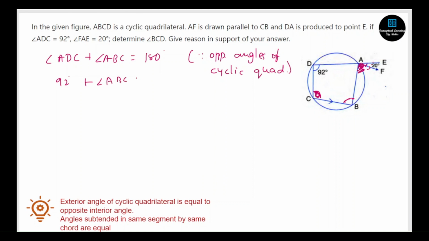How much is that? If we solve this, I'll get angle B equals 88 degrees. So angle ABC is equal to 88 degrees. Now these two lines are parallel, so what can I say about angle FAB? Angle FAB equals angle ABC equals 88. Why? Yes, they are alternate angles.